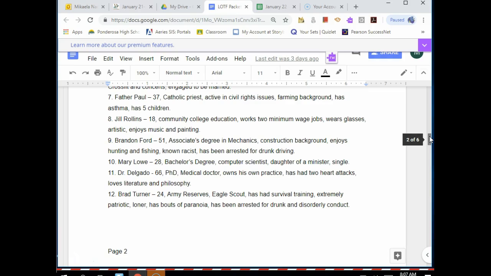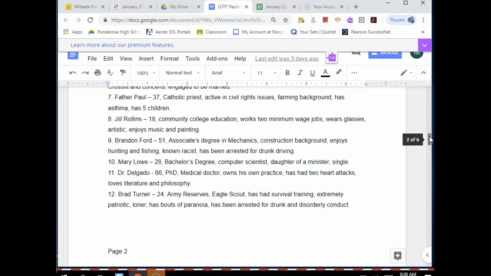Keep him. Mary Lowe, 28, bachelor's degree, computer scientist, daughter of a minister, and she's single. Okay. Why would single be important? Then you could make a baby. Yeah. Okay. Literally populate. Okay. Dr. Delgado, he's 66. He's a doctor, owns his own practice. However, he's had 2 heart attacks. Loves literature and philosophy. Lastly, we've got Brad Turner.